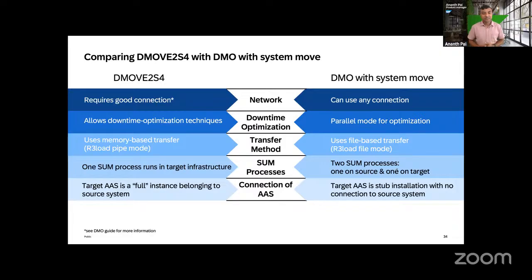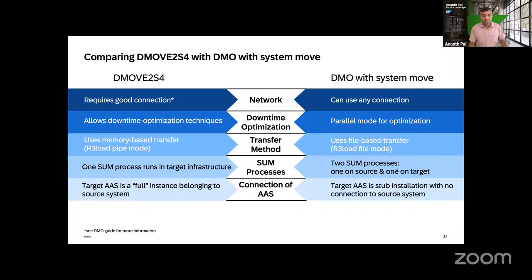With respect to the downtime optimization options that are available, DMOVE to S4 allows you to use those options. But in DMOVE to S4, it's only the parallel mode that will help you in getting some optimization with respect to the overall runtime. The way the data is transferred from the existing database to the HANA database is using the R3load methods. So in the transfer mechanism, since there is a live network between the source and the target database, R3load uses memory pipes, which is faster from a data transfer perspective. Whereas when you talk about the DMO with system move, it uses a file-based transfer. So all the data is exported to the file, you copy the file, and then import it.